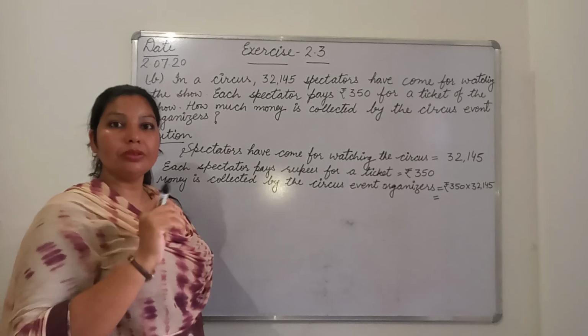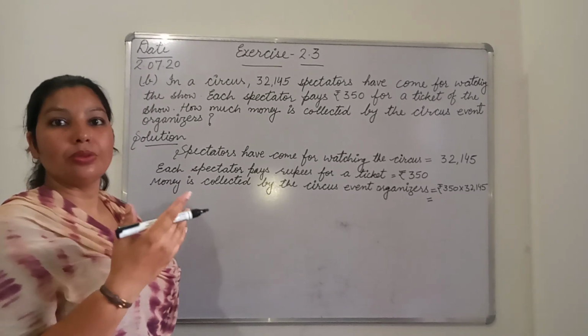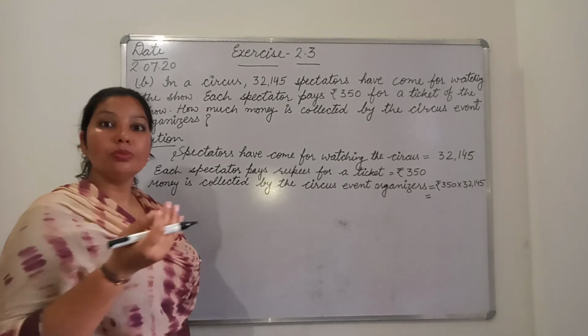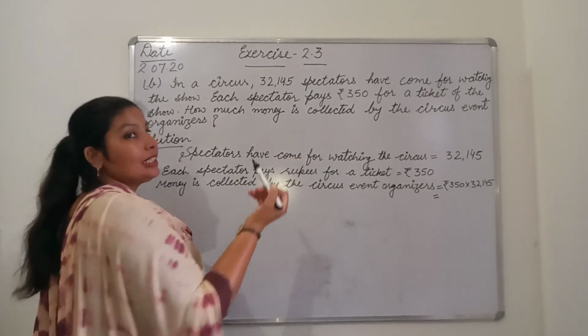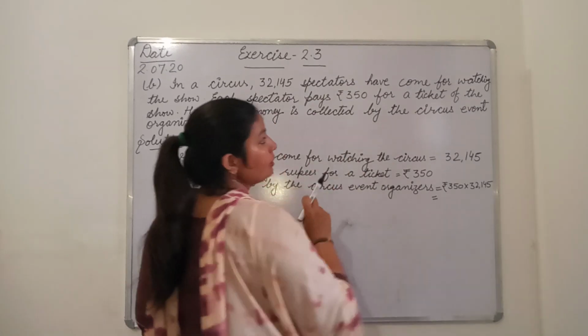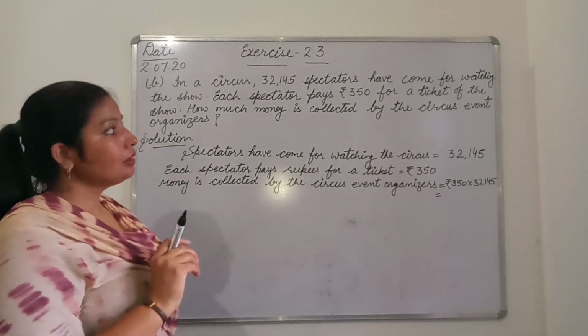Whenever you go for watching a circus or any show, movie, etc., you purchase a ticket for that. So here also they purchase tickets, and each ticket comes in rupees 350. That means for one ticket they pay rupees 350.